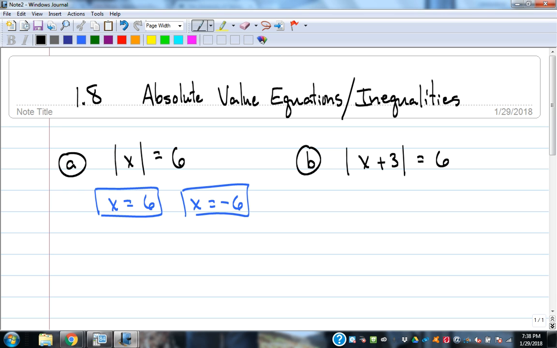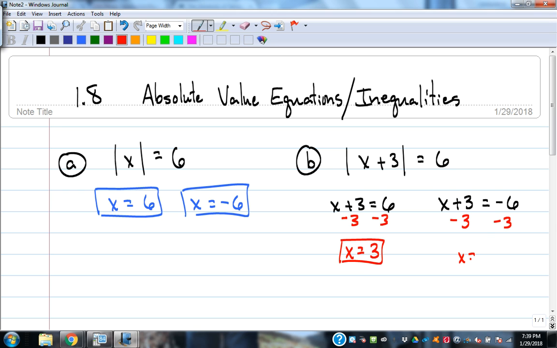We didn't have to do anything on example A because x was already by itself. Now we take both of those equations: x plus 3 equals positive 6, and x plus 3 equals negative 6. The absolute value part has to be by itself before we can do that. We'll come into contact with some problems where it's not that way. But here it is, so we set whatever's inside equal to the positive and the negative, and then solve each of them separately. Subtract 3. There's x equals positive 3. Then when I subtract 3 over here, I get not negative 3, I get negative 9.